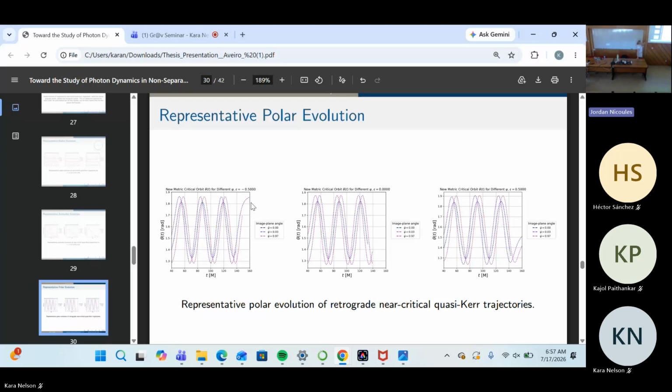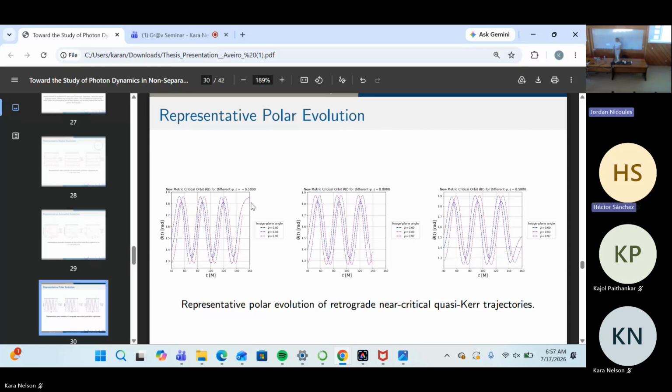The prograde values, though, if I remember correctly, they're periodic, but they don't hit the same exact point everywhere. So the same minima. The amplitude actually changes as we go through time for one critical trajectory. So that's something weird that I haven't seen before.